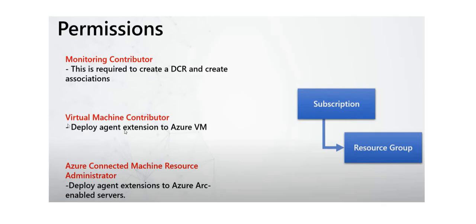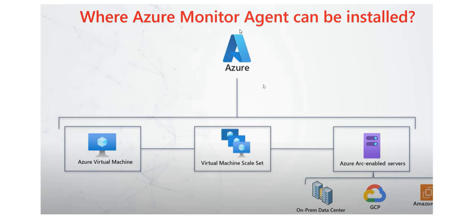For the virtual machine, like deploying the agent and creating a VM, we need the Virtual Machine Contributor role. And for Azure Arc-connected machines, we need the Azure Connected Machine Resource Administrator role. These are the three permissions. Based on the resource we are dealing with, we need to have the required permission there.